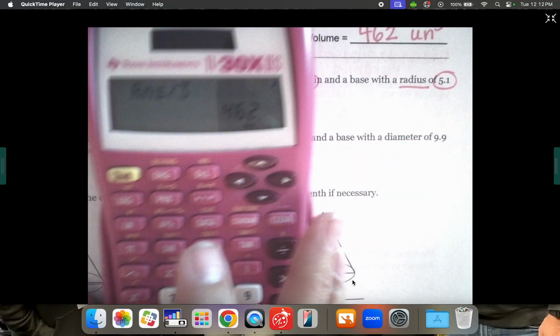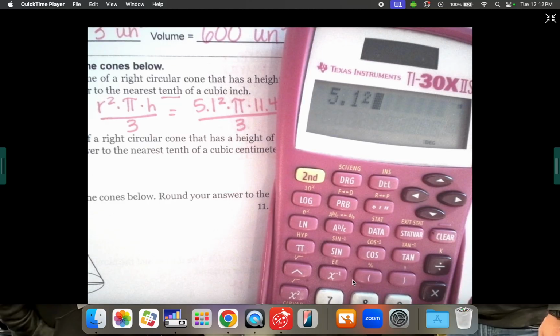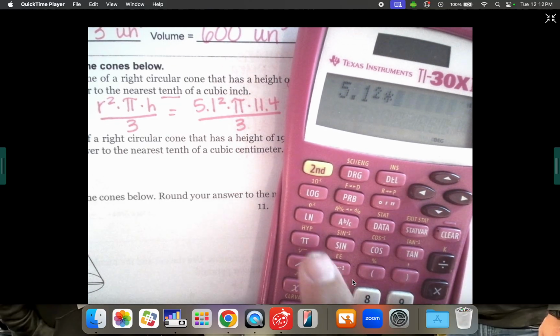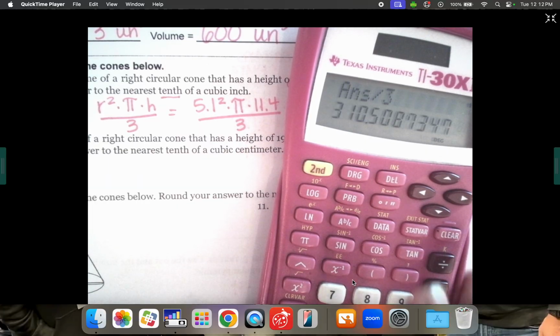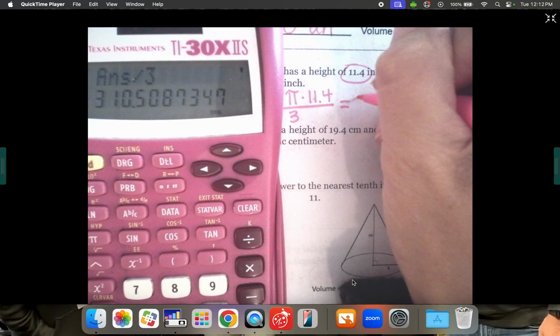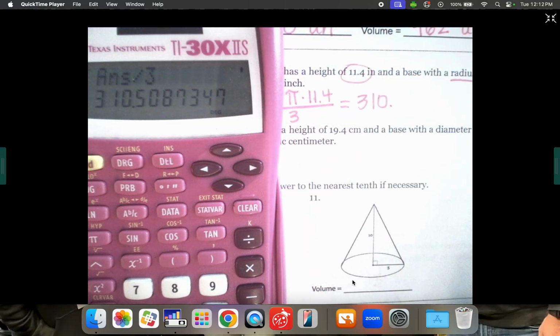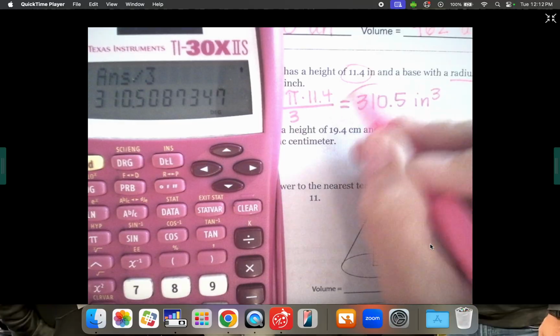So 5.1, I'm going to use my squared button. You could have done to the power of 2, that's the same thing, times pi button, don't do 3.14, times 11.4 equals divided by 3 equals 310, and then rounding to the tenths, so 0.5, and that's cubic inches.